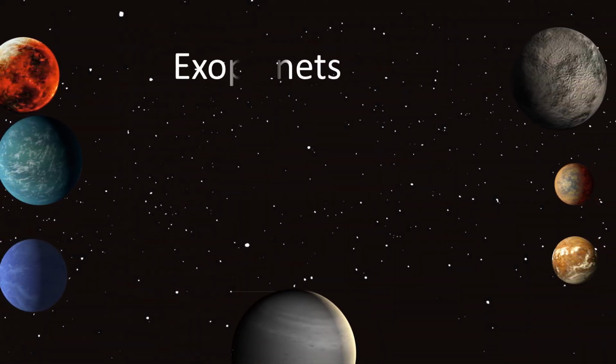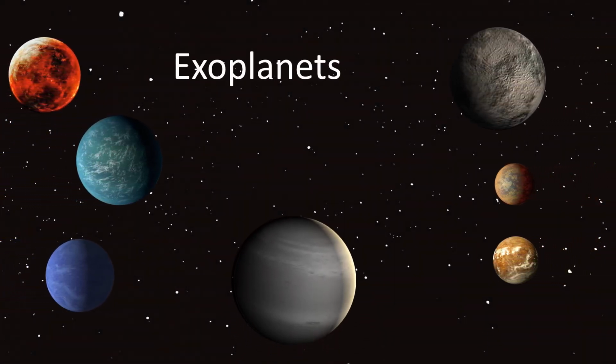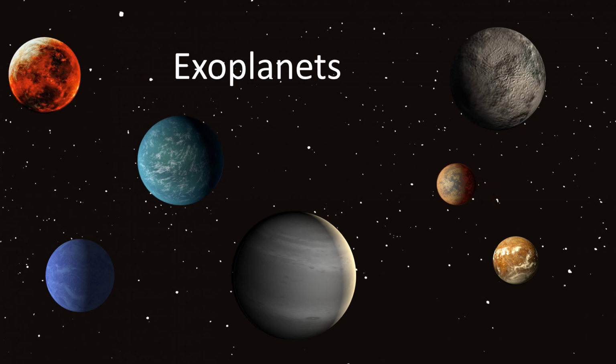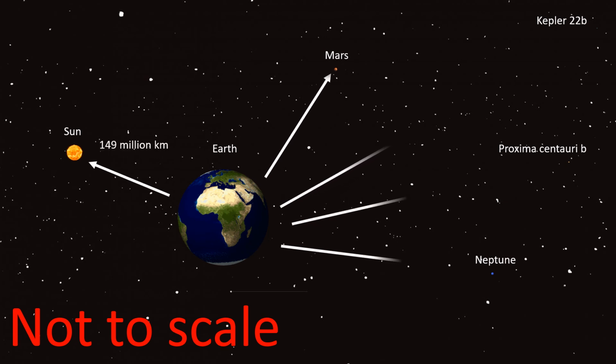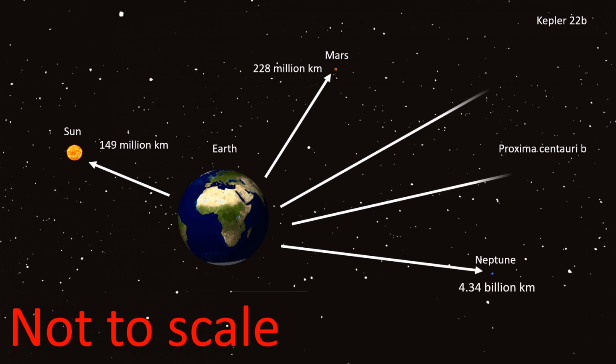Our topic today will be exoplanets. Exoplanets are much further from the Earth than solar system planets. For example, the nearest exoplanet is Proxima Centauri b, which is 4.24 light-years away from the Earth. For comparison, Neptune is 4.34 billion kilometers away from the Earth.